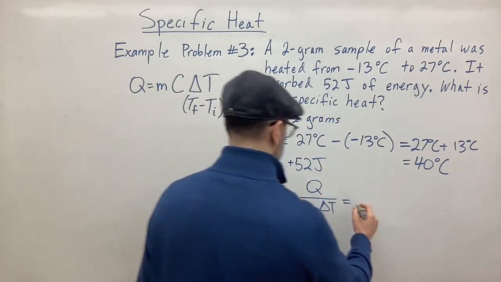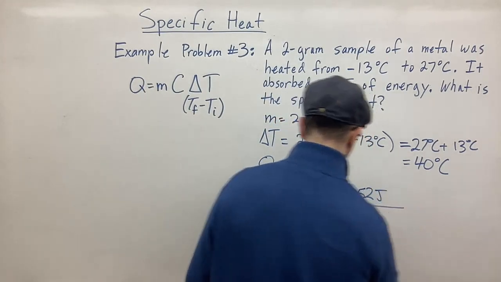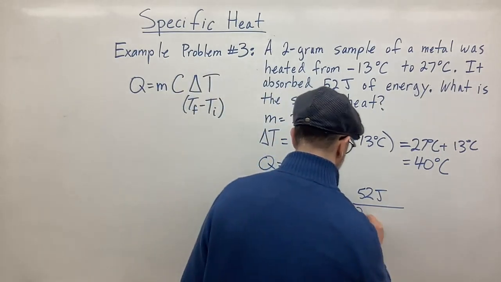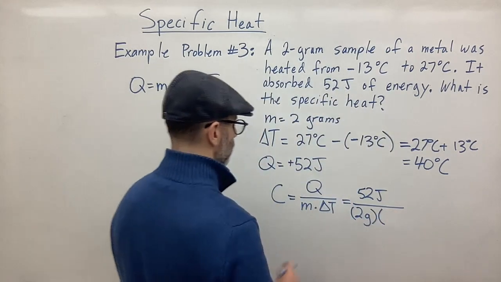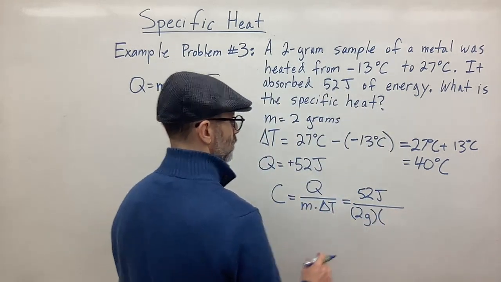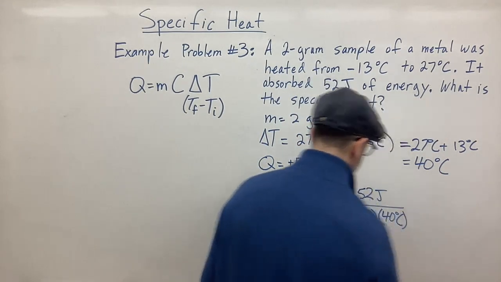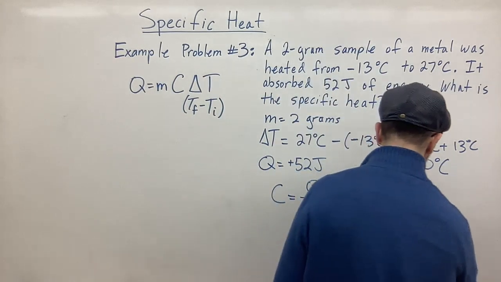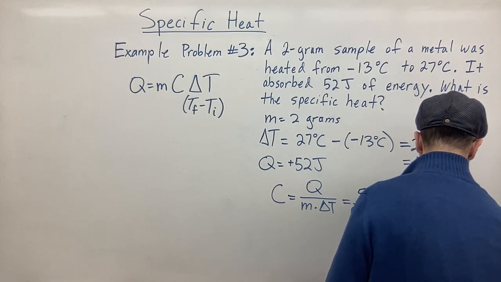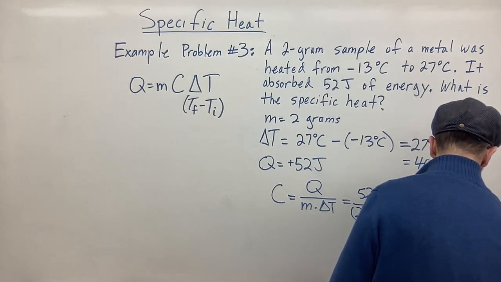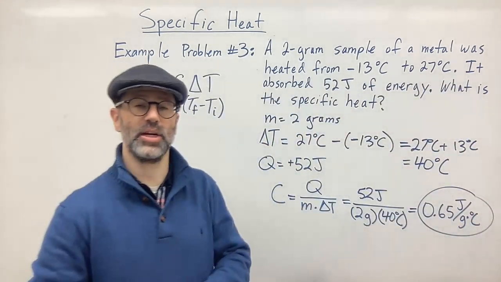So here Q is going to be 52 joules over the mass, which is 2 grams. So we have 2 grams multiplied, and on the bottom we have this delta T here. So delta T is 40 degrees Celsius. And we do the calculation again, and once again we get 0.65 joules per gram degrees Celsius. So there's our answer again.